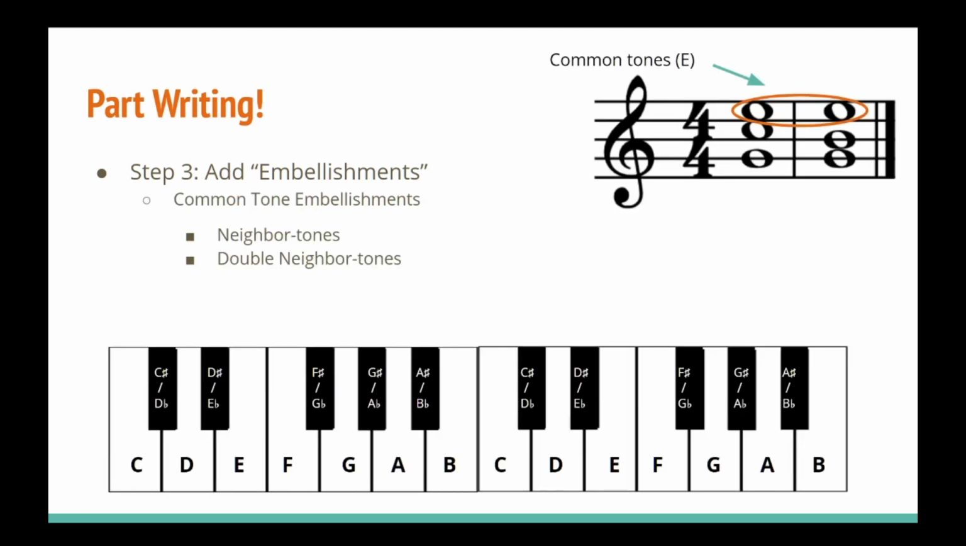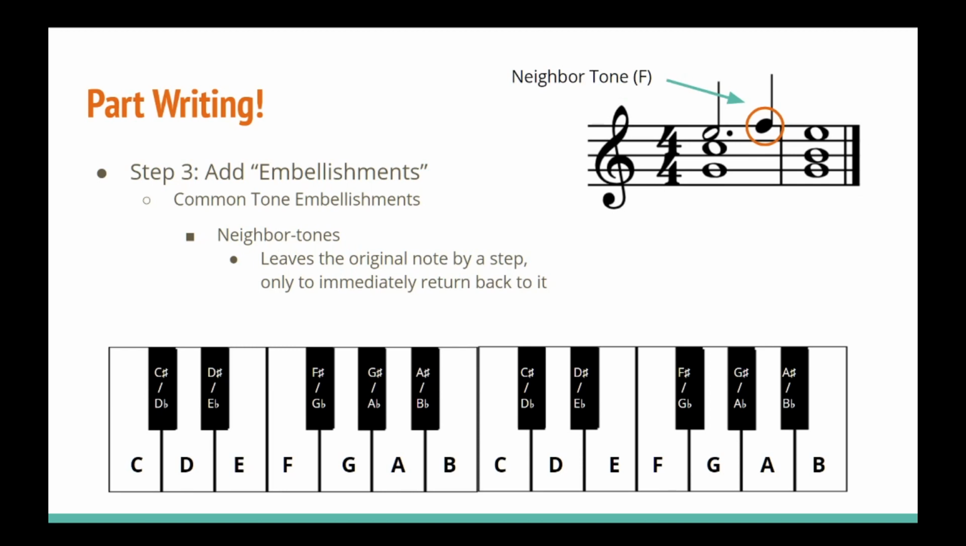For example, let's take a look at how we can embellish the common tone movement. There are basically two different kinds of embellishments, or color tones, that can be used here: neighbor tones and double neighbor tones. A neighbor tone is a simple kind of embellishment that leaves our original note by a step, only to immediately return back to it.